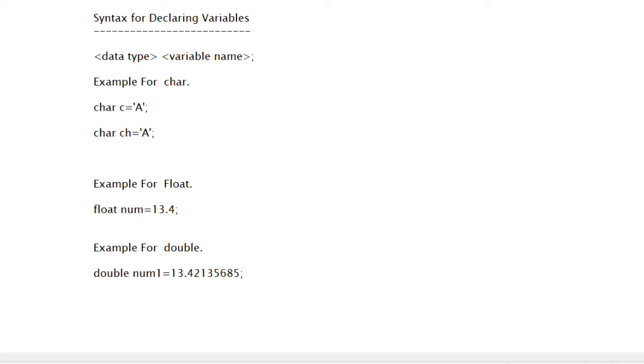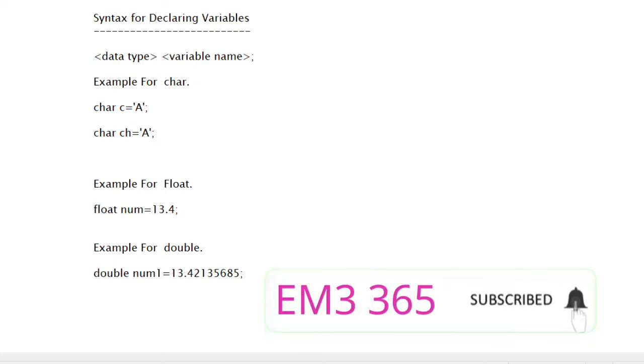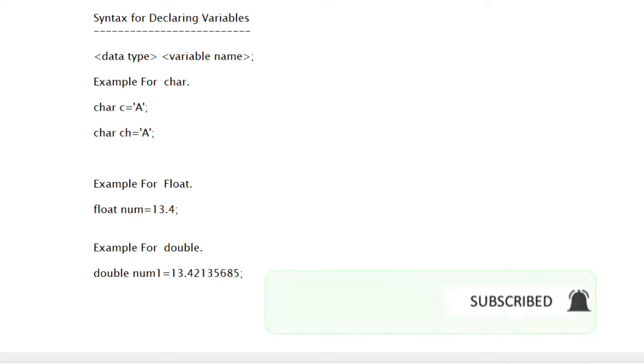Then see the next example. Here in the next example, I have used the same data type char, but here I have given another variable, ch. The same value has been given to the variable ch. In the first char example, I declared c and gave the value capital A. And in the second char example, I declared one variable ch and assigned the same value A. In this manner we can create variables and assign values.